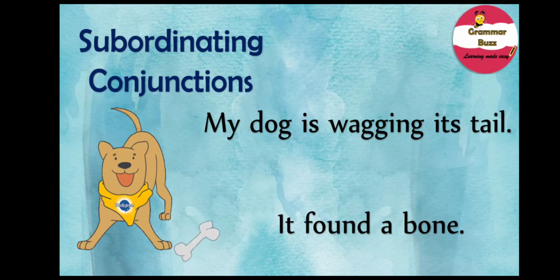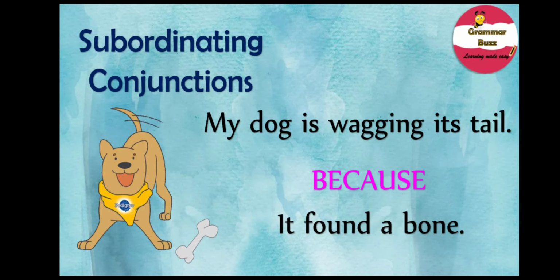I think we can surely use the word because to join them. This makes complete sense, and the sentence would be, my dog is wagging its tail because it found a bone. Because is a subordinating conjunction as it joins two sentences that are not of equal order or rank. And if you take a closer look, one of the two sentences is dependent upon or subordinate to the other and needs the other to complete its meaning. It's simple, right? So here because is a subordinating conjunction.